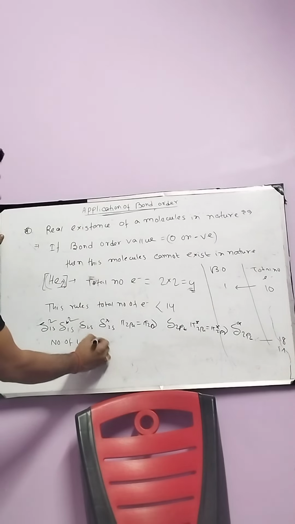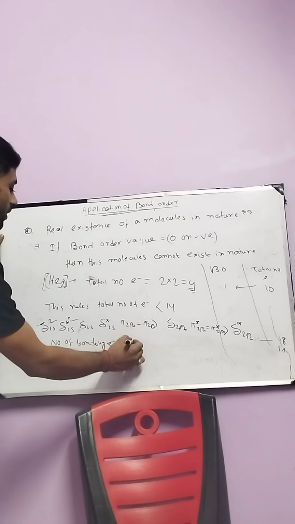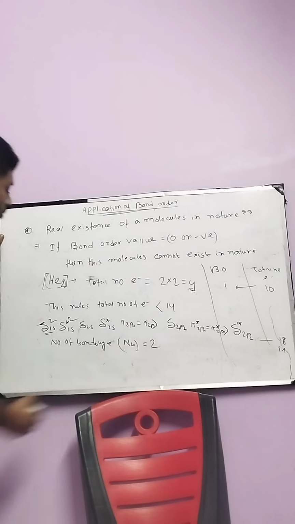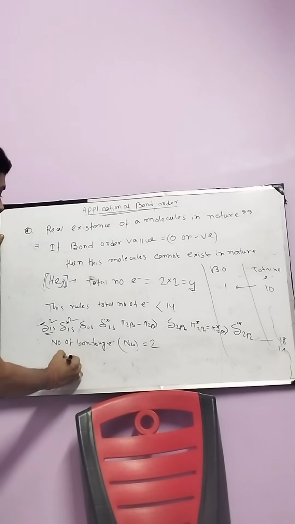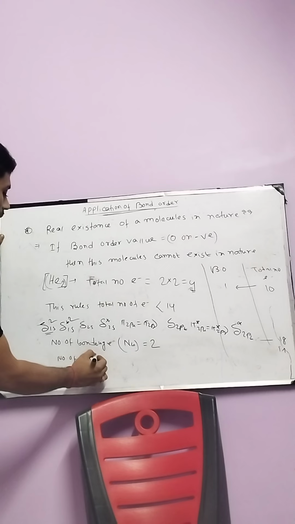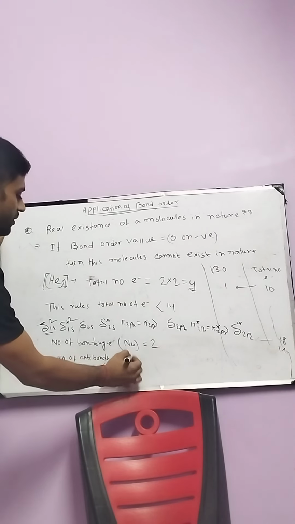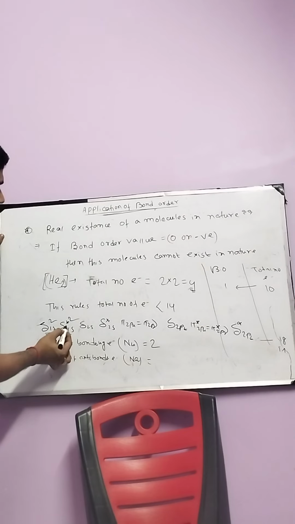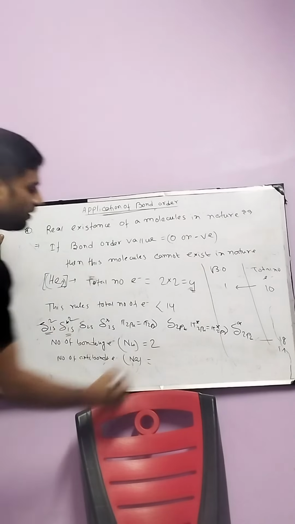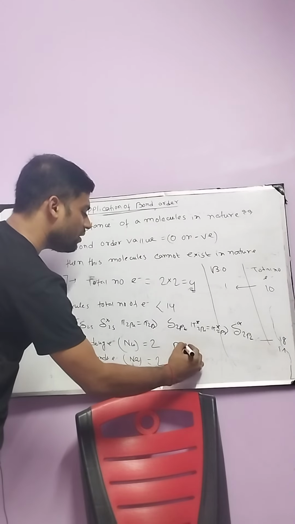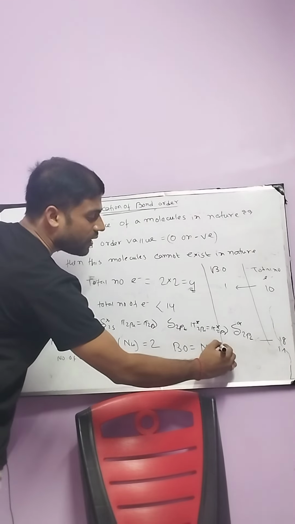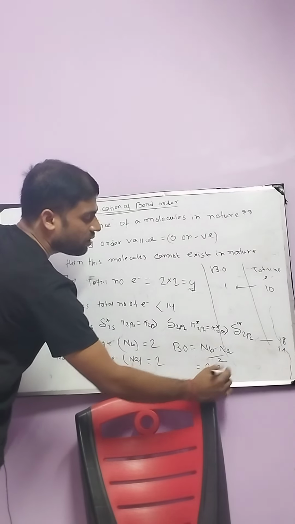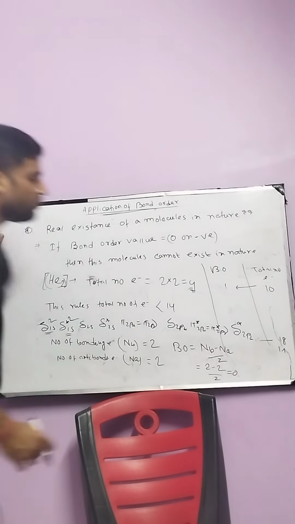The number of bonding electrons is NB. Bonding orbitals, those without a star mark, hold 2 bonding electrons. The number of anti-bonding electrons is Na. Star-marked orbitals are anti-bonding orbitals, and they hold 2 anti-bonding electrons. So the bond order formula is (Nb minus Na) by 2: (2 minus 2) by 2, result 0. So the bond order value is 0.